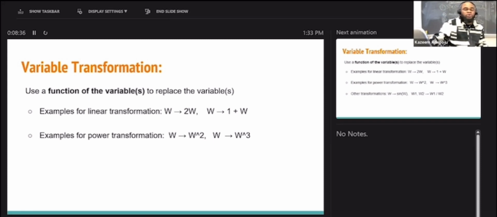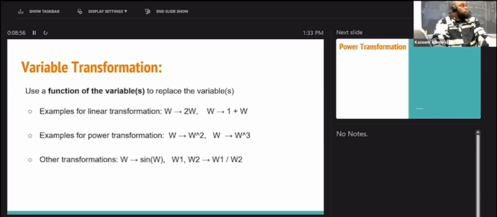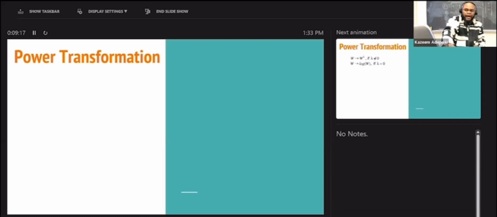Because we're going to focus on transformations other than linear. In a power transformation, I can take the square of W, which may be quadratic. I can raise it to power 3, maybe looking at a cubic. It can be a square root, it can be whatever. We also have other transformations, where we consider trig, like sine of W, or even situations where we have 2 explanatory variables and we could take the ratio of the 2. Now, I want you to see something beautiful.